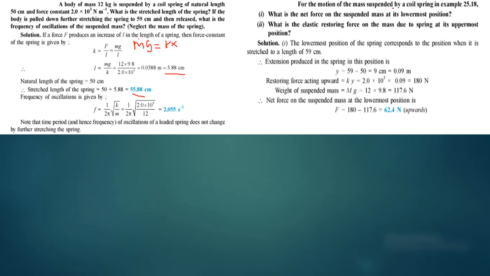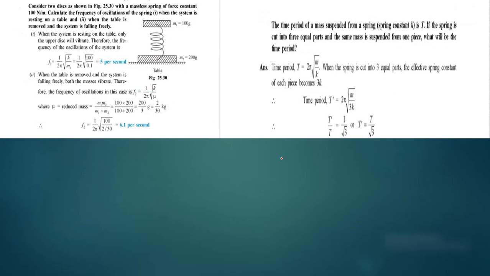For the motion of mass suspended by a coil, we don't have the example here. What is the net force suspended in the lowermost position? We don't have the diagram, so we might not be able to get the answer. But this question is in the chart, please go and check it out and see what we can do about it.